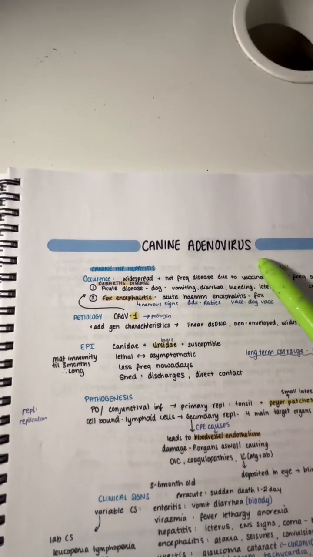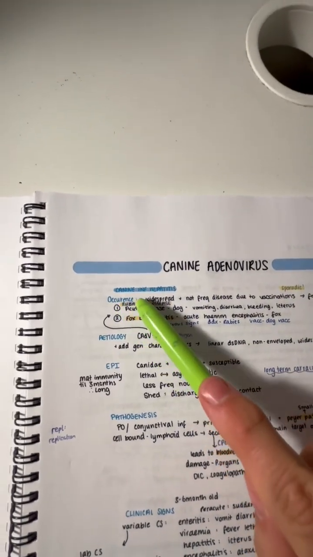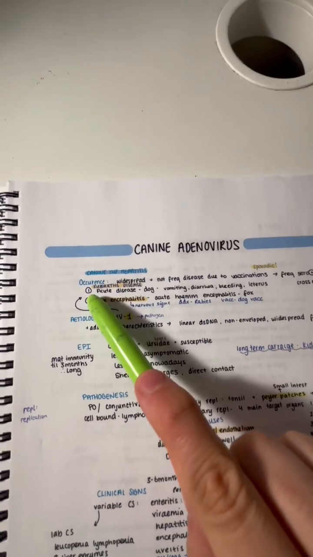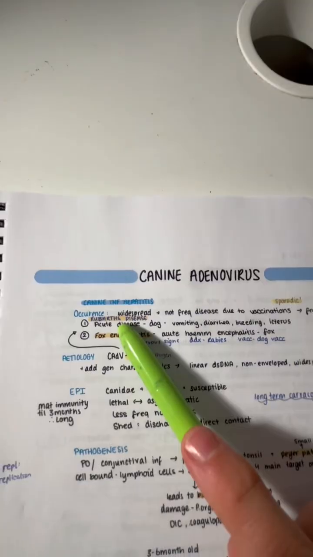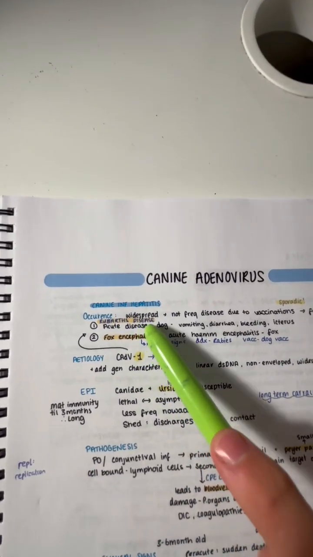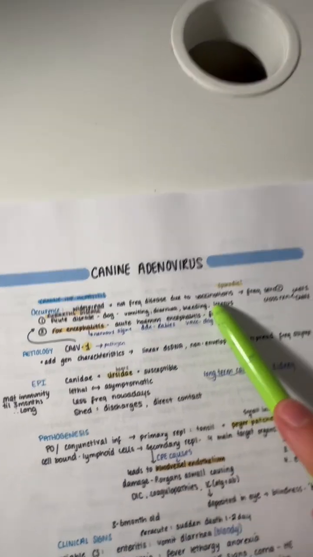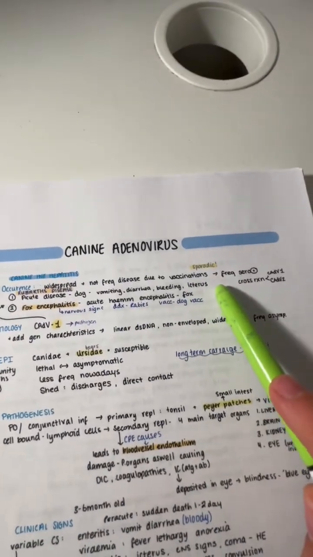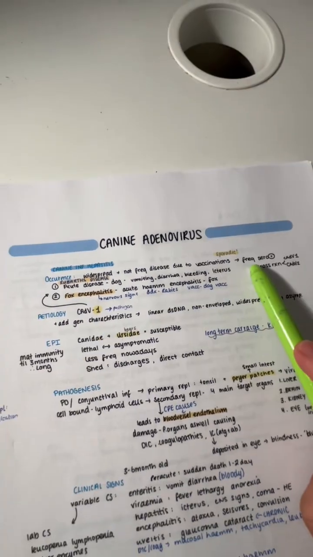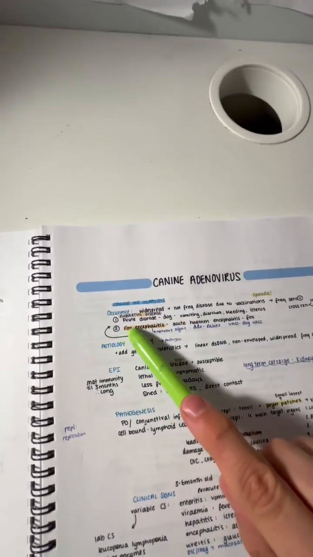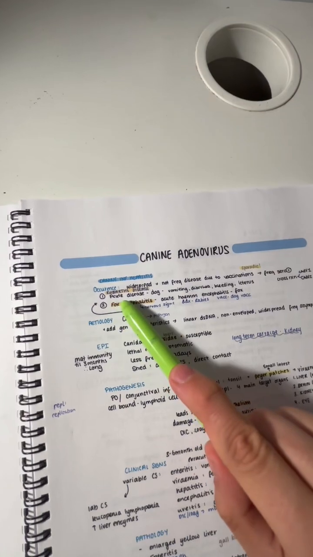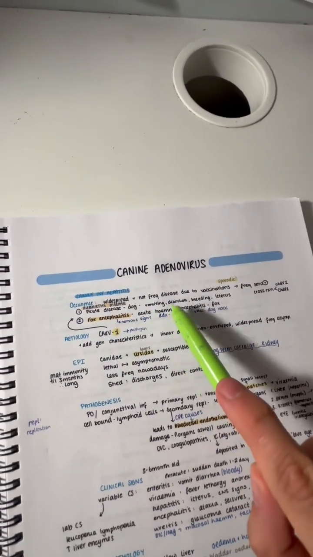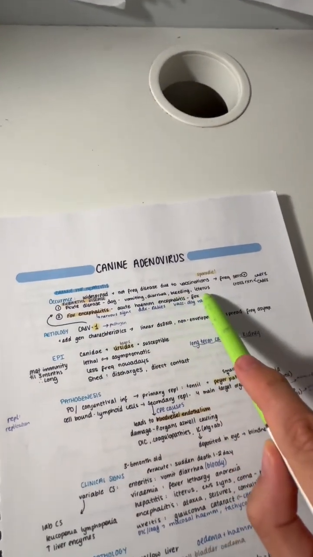The canine adenovirus, also known as canine infectious hepatitis, also known as Rubarth's disease. The occurrence is widespread. It's not frequent due to vaccinations. There is frequent seropositivity due to immunization. The canine adenovirus causes an acute disease in dogs, Rubarth's disease, which leads to vomiting, diarrhea, bleeding, and icterus.